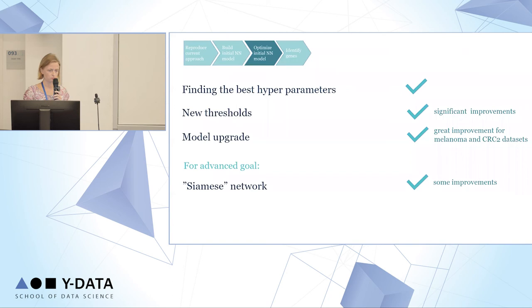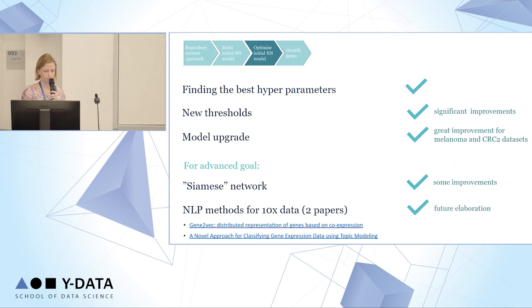For this, we used two different approaches. First of all, a Siamese adversarial network that was trying to reduce dimension and to classify markers at the same time. And we implemented two papers that used NLP methods to work with genes, particularly word2vec and topic modeling. But still, the maximum accuracy that we got was 50%. Since we didn't have time to elaborate on these two methods, we considered them beneficial for future work. I'll explain a bit about these two upgrades of our work.